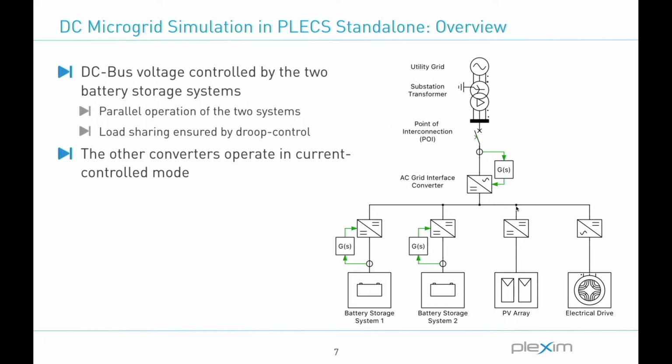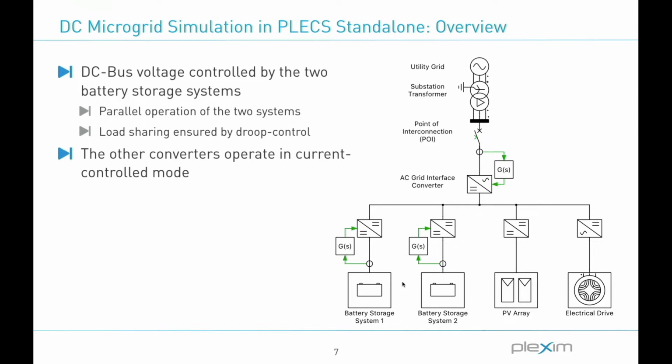To have a safe, stable and reliable operation of our DC microgrid, we need at least one conversion system that controls the DC link voltage. Usually, in a DC microgrid, you don't have a single system that does this, but several systems that operate in parallel. Also in our case study, we use a parallel operation of several systems that control this DC link voltage. In our case, the two battery storage systems control the DC bus voltage close to the reference value. So we have parallel operation of those two systems.